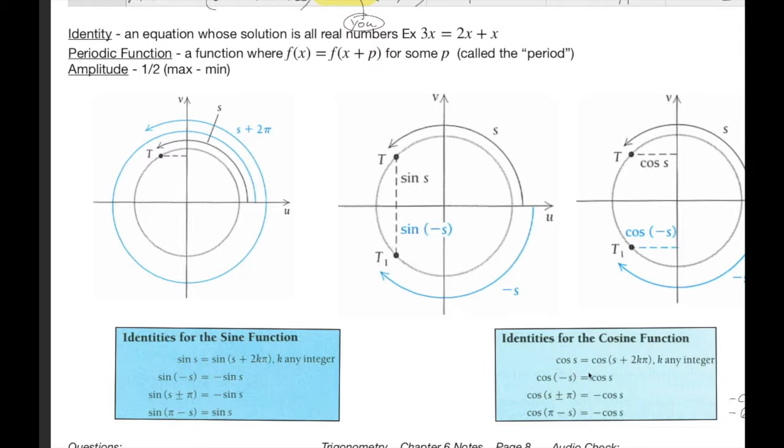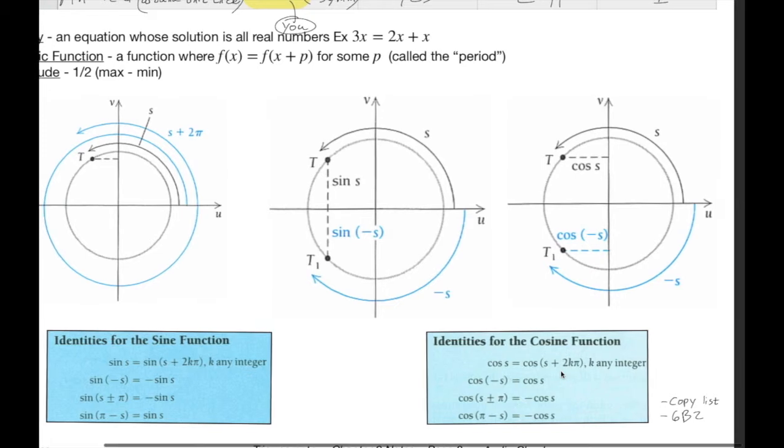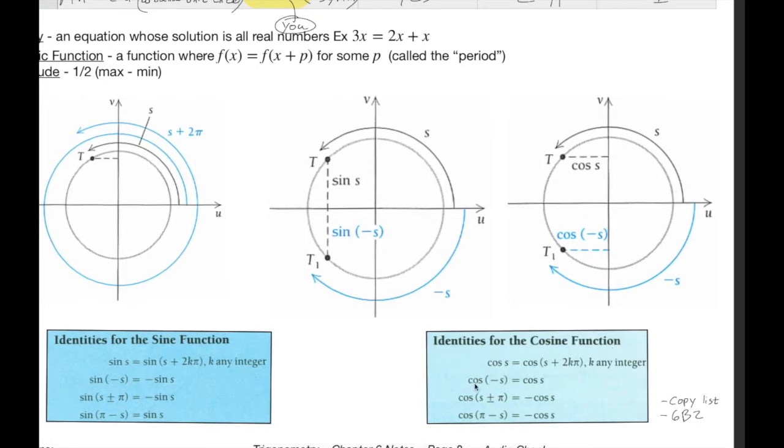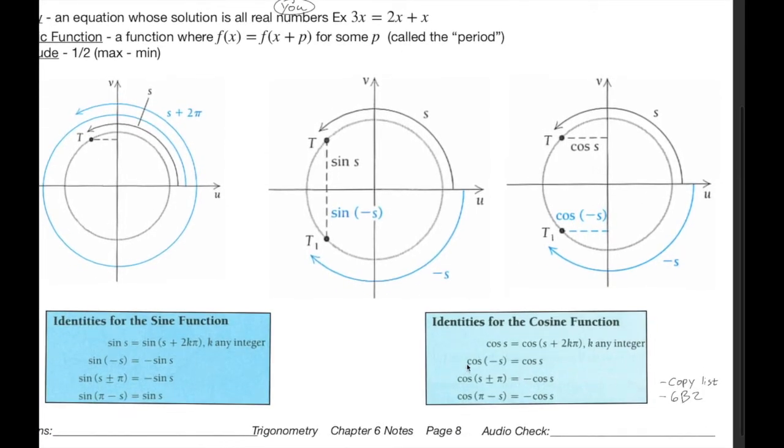Some more identities for the cosine function. It's periodic. It is an even function here because cosine of negative s is equal to cosine of s. So here the u values are the same. It doesn't matter if you go this way around s or this way around s. They're both going to give the same u values, as you can see, with the dotted lines. It's an even function like this. Two more identities that are true for all values of s because they're periodic.